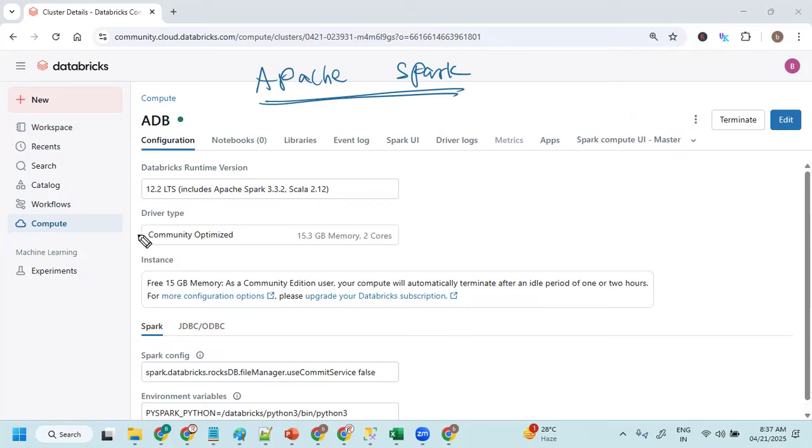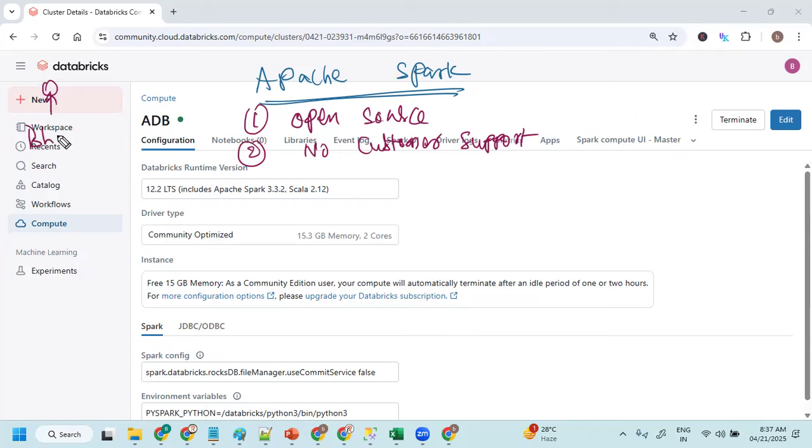So Apache Spark is open source, and there is no client support, no customer support. No customer support means, for example, I designed one product and I'm selling it to different customers. So different customers are taking the product from me. So when I say no customer support, can you buy a product from them in general?